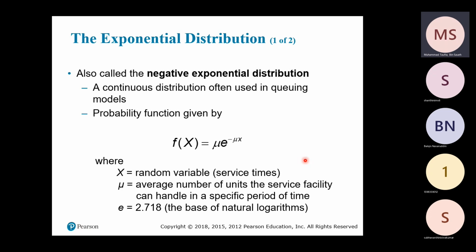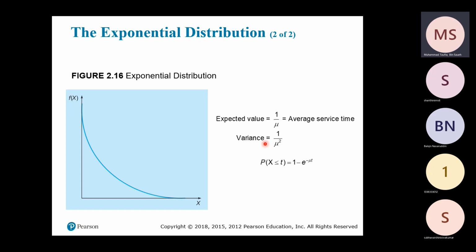The exponential distribution is also called the negative exponential distribution. It is a continuous distribution often used in queuing models. This is the function for the exponential distribution: f(x) equals mu multiplied by e to the power of negative mu multiplied by x. This one is only used for queuing models, and it is not commonly used in business. So this is an example of the exponential distribution.